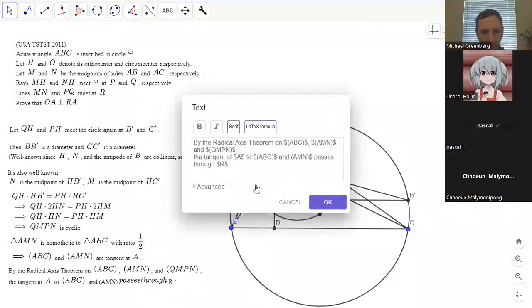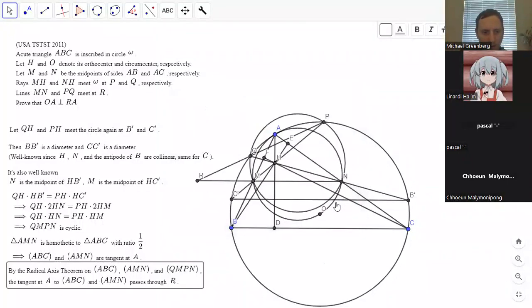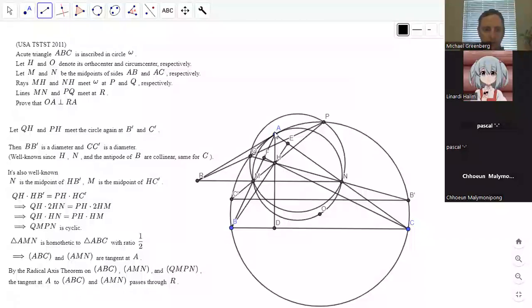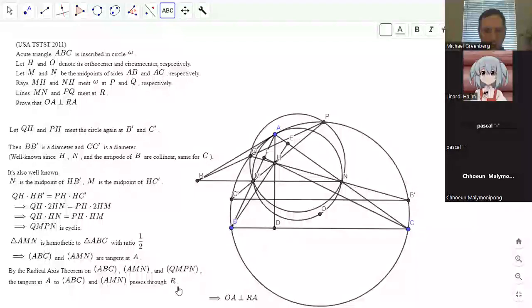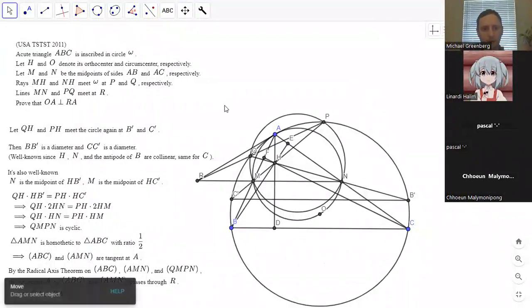Let me fix this. And once we know that, that means angle RAO is 90, and that means OA is perpendicular to RA. Basically, if RA is tangent, then OA has to be perpendicular to RA. Anyone have any questions on this proof?